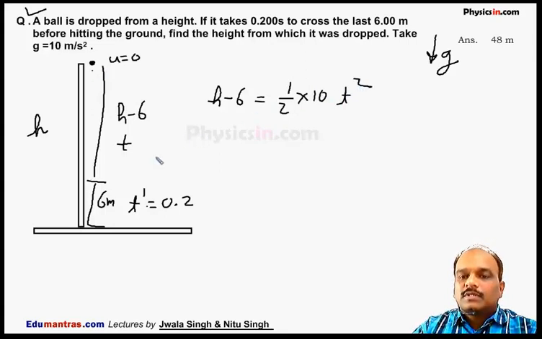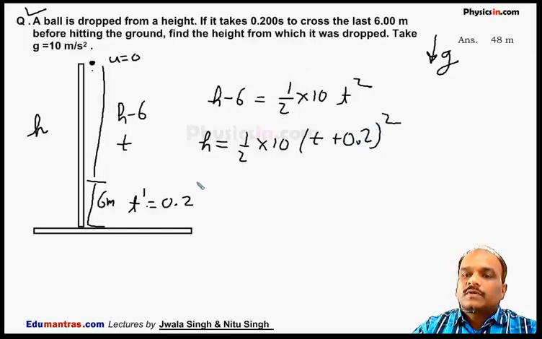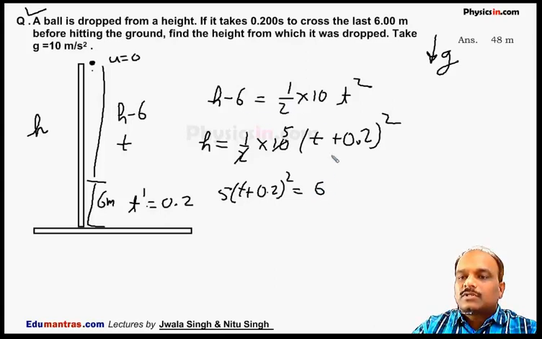Now for the complete distance we can say h is equal to half g, that means 10, into the total time of journey, which becomes t plus 0.2, square. These are the two equations in front of you. So if I substitute the value of h here, I will get 5 into t plus 0.2 square is equal to 6. I bring this 6 here, plus 5 t square.